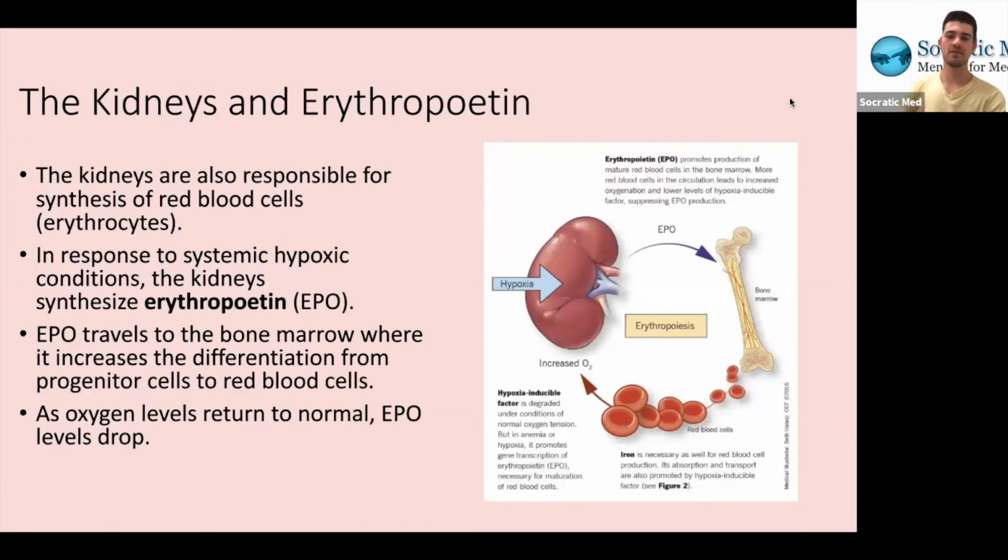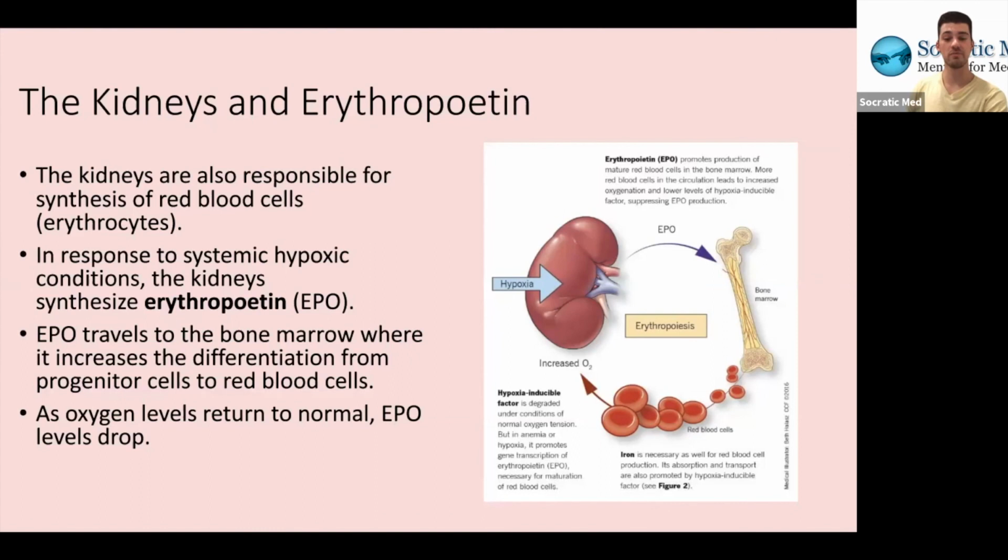All right, and another function of the kidneys worth mentioning is called erythropoiesis. So the kidneys are responsible for the synthesis of red blood cells. So that process is known as erythropoiesis because red blood cells are also known as erythrocytes. So in response to systemic hypoxic conditions, hypo meaning low, oxic meaning oxygen, the kidneys synthesize erythropoietin. So this is a response to hypoxic conditions. If we have low hemoglobin levels, if we have low red blood cell count, and we're not getting enough oxygen to our cells, the response is to stimulate the secretion of erythropoietin from the kidneys. And erythropoietin is also sometimes shortened to EPO.